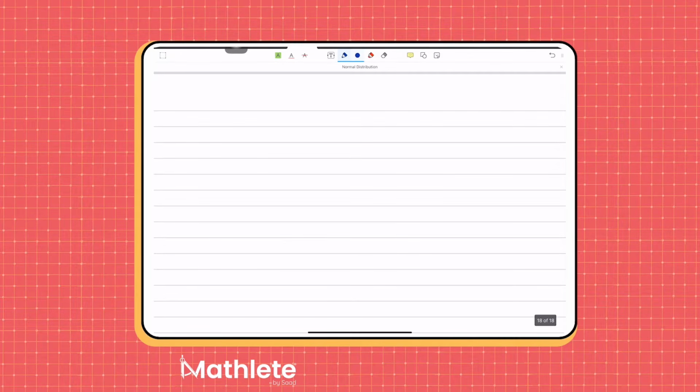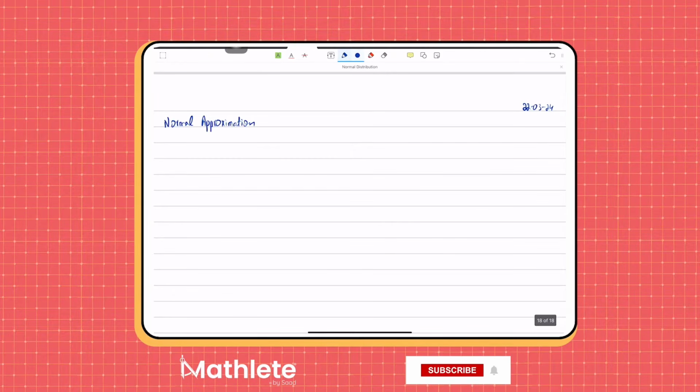So basically, let me write down today's date. It's the 22nd of March. What we're doing is, I want you to keep this at the back of your mind: we're doing something called normal approximation, where we take binomial distribution and we turn it into normal distribution.